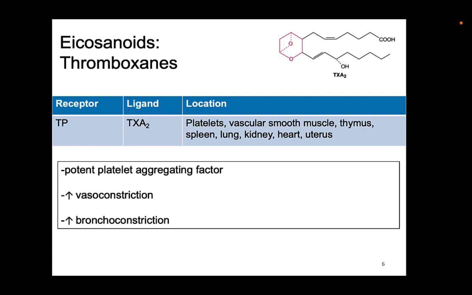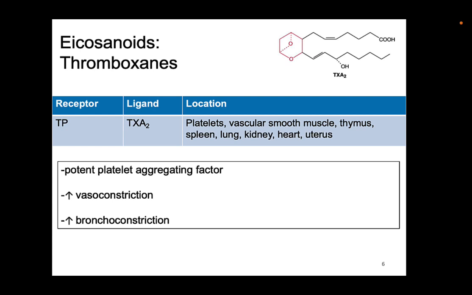Next up is thromboxane, which is a type of prostaglandin. Now, I'll often refer to it as plural, which is technically correct, but there really is only one thromboxane we're going to be concerned with, and that's thromboxane A2. The receptor it binds to is known as the thromboxane prostaglandin receptor, or the TP receptor, and it's found in many diverse sites in the body, as we've seen with other prostaglandins. The platelets, vascular smooth muscle, the thymus, spleen, the lung, the kidneys, the heart, and the uterus.